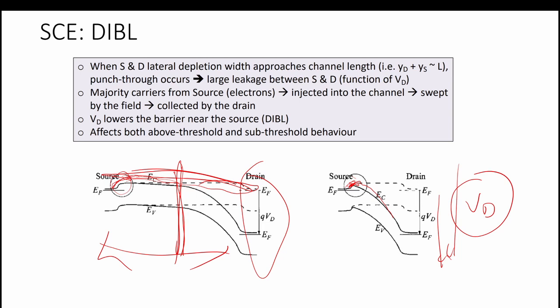Here the majority charges can be injected. As soon as they are injected, they are swept away because of the very high electric field at this point. So this is the case.